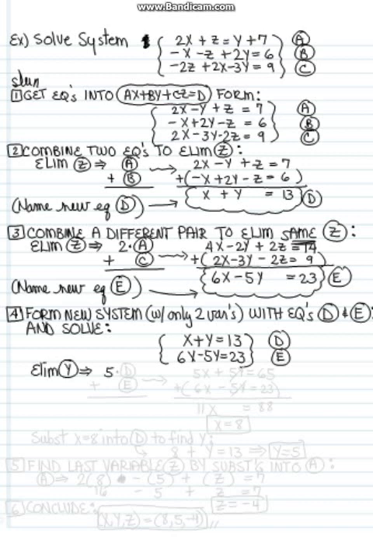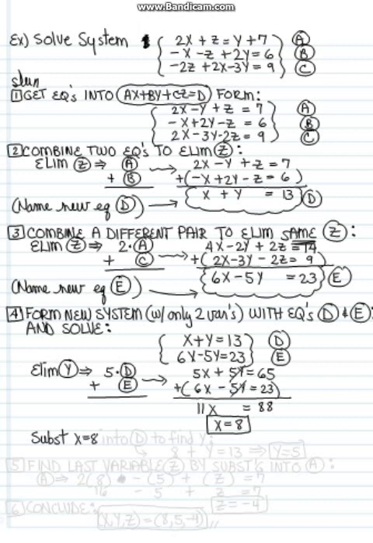First, we'll eliminate y, and we'll do that with 5 times equation D plus equation E. So it's 5x plus 5y equals 65, added to 6x minus 5y equals 23. Add these together, the y's disappear. We get 11x equals 88. Divide both sides by the coefficient 11, and we get our x value equal to 8. Now we substitute x equals 8 into equation D to find the y partner. 8 plus y equals 13. y is equal to 5.